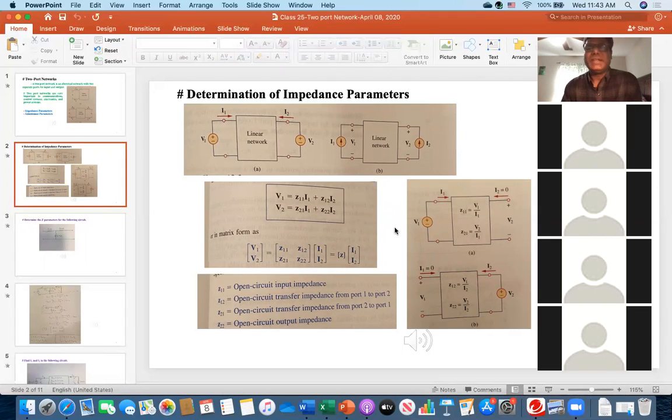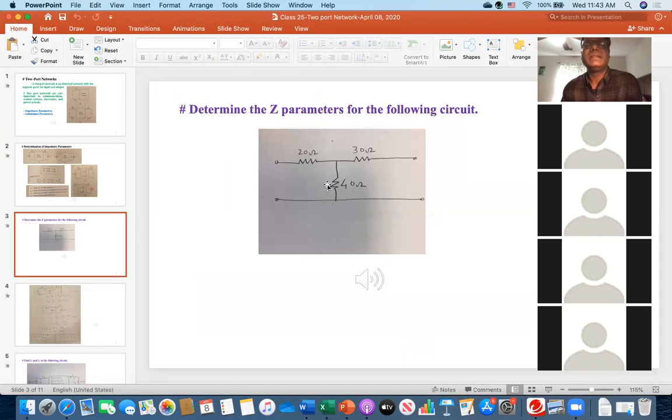Yeah. So now everybody, based on this concept, see the numerical example in the next slide. You see, the question is determine the G parameters. G parameters means you have to find out those four quantities, G11, G21, G12, and G22 for the following circuit. You see the circuit, 20 ohm, and then here there is 40 ohm, and then 30 ohm.